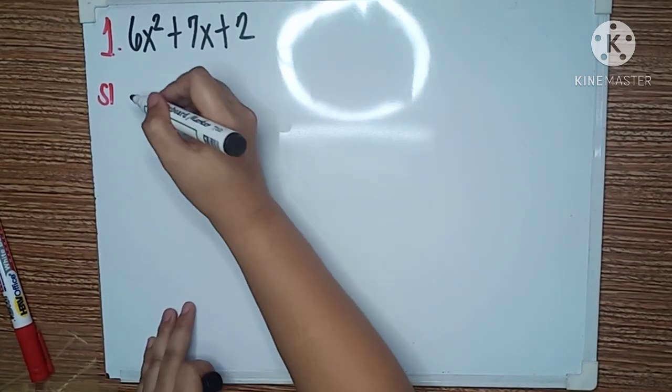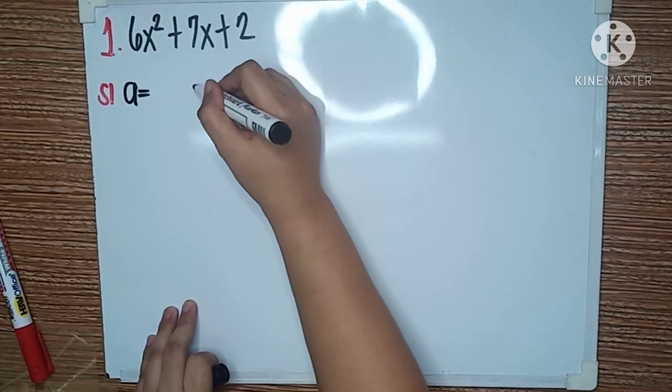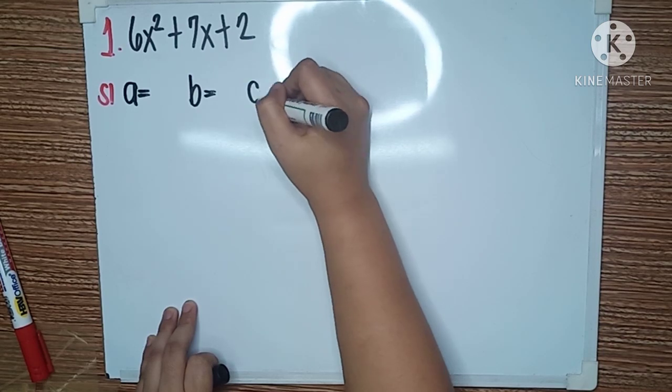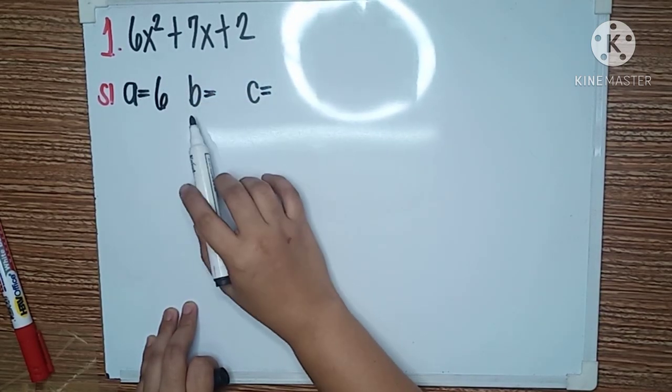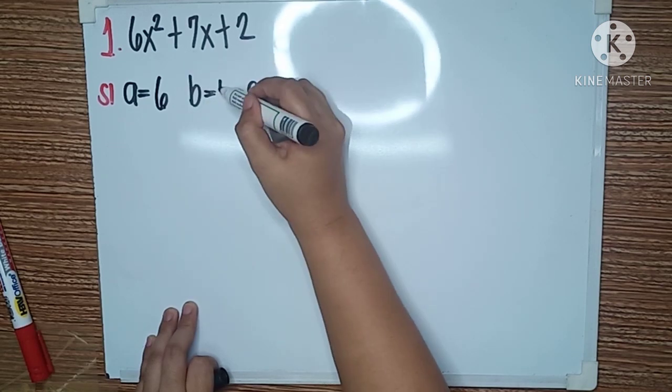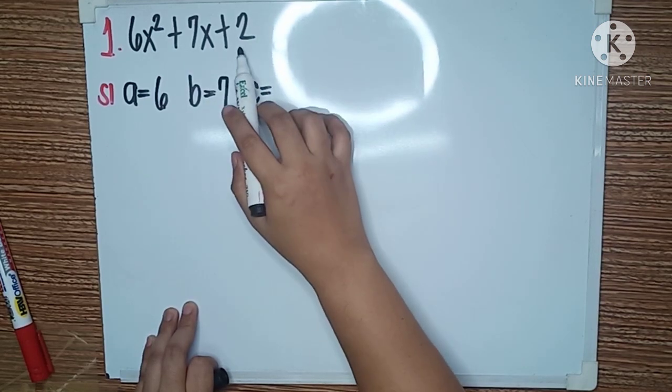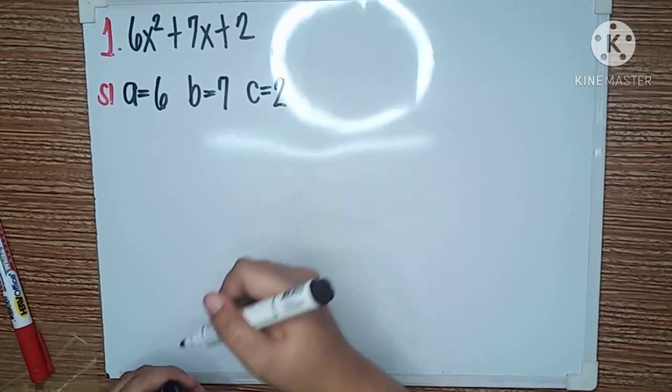Step 1. We'll determine the value of a, the value of b, and the value of c. The value of a is equal to 6. The value of b is equal to 7. And the value of c is equal to positive 2.